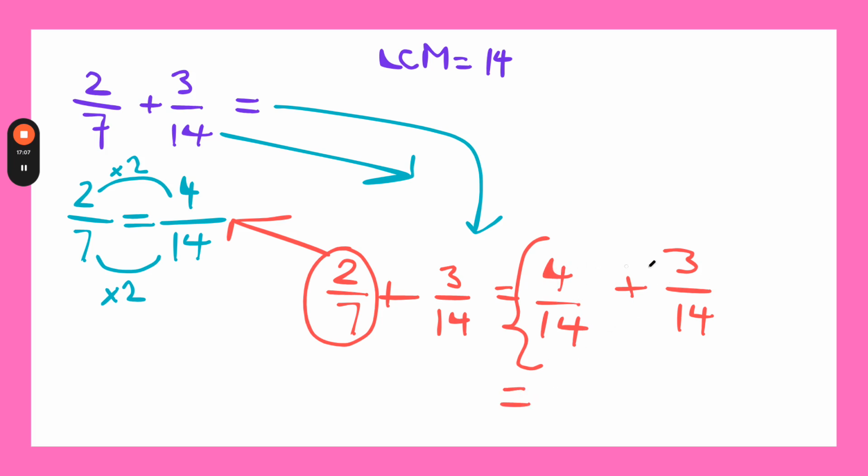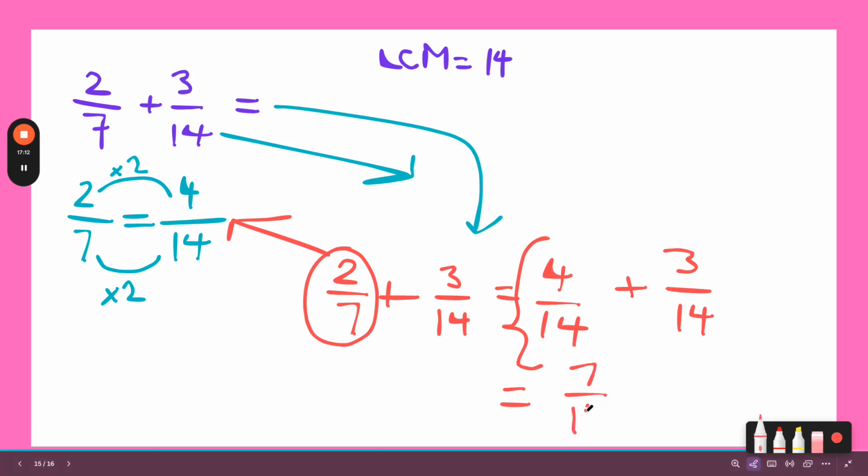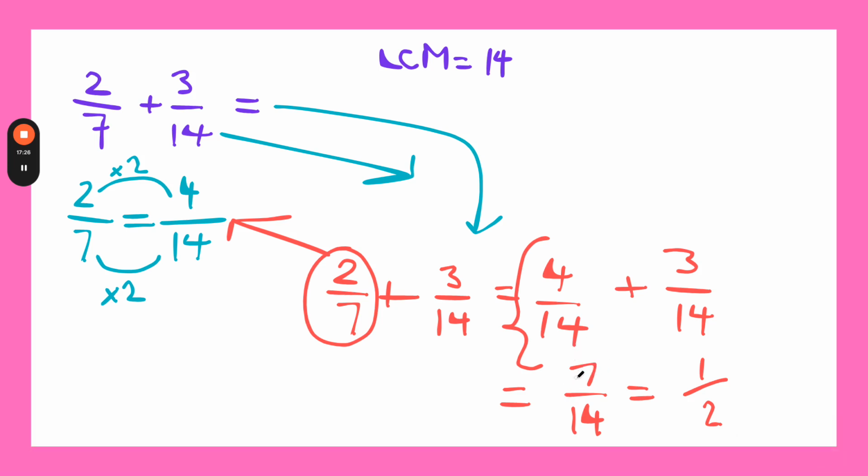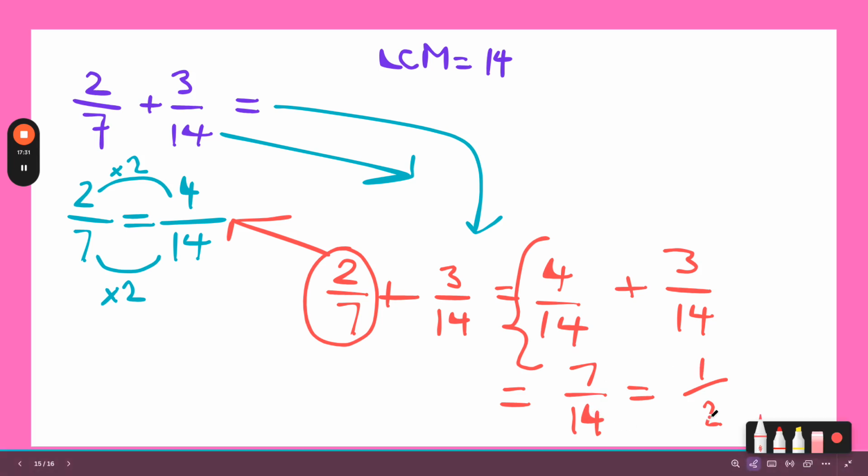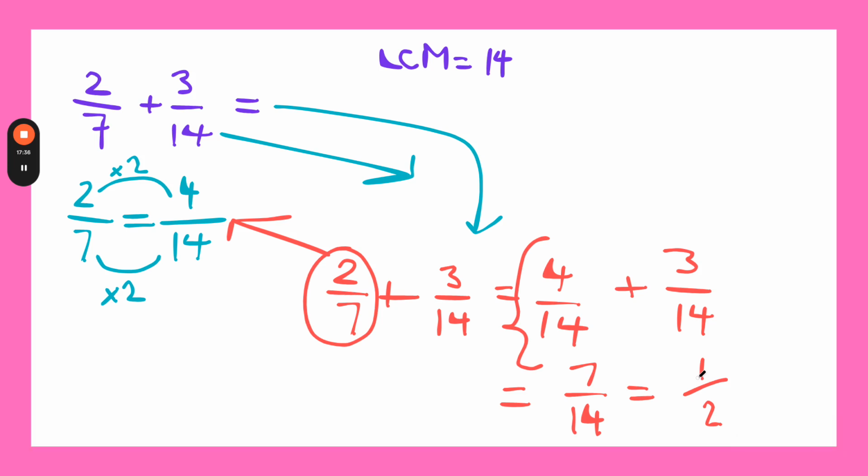So we add our numerators and we get 7 over 14. And of course this can be simplified down to a half, because we divide our numerator and denominator by the highest common factor, which is 7. So we divide by 7, we get 1. Divide by 7, here we get 2. So the answer to this sum is 7 over 14, or a half.